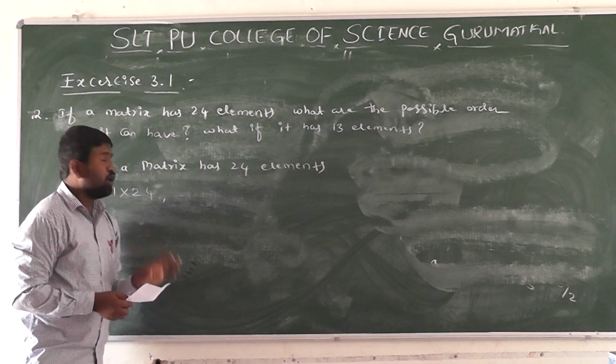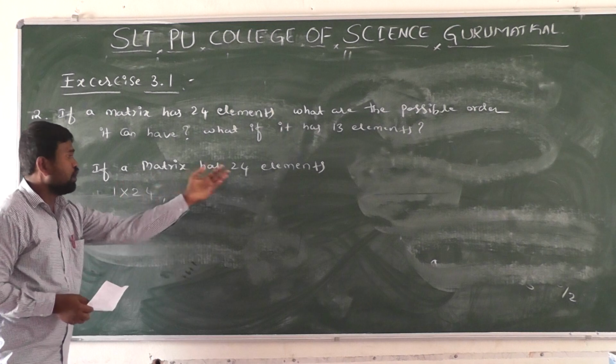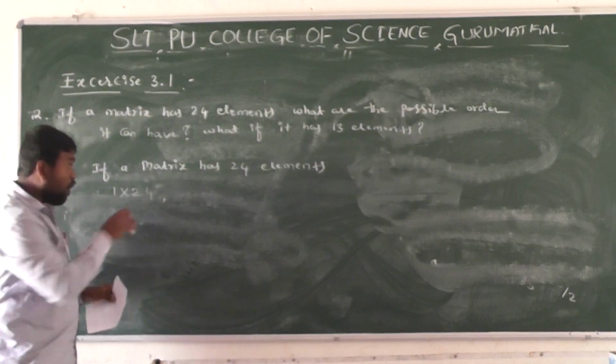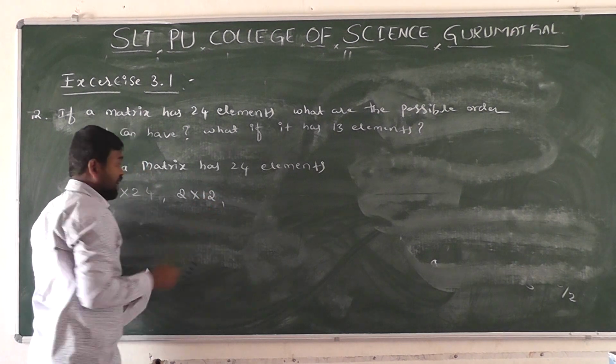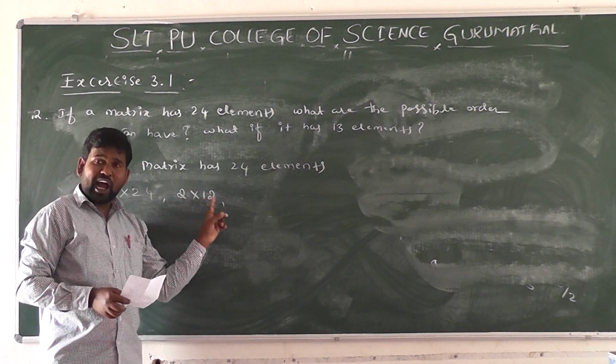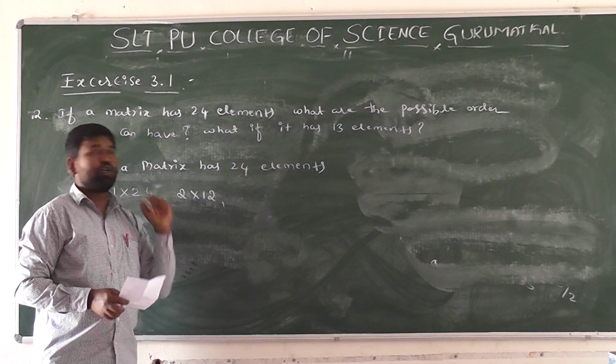Next, 24 elements, and 24 is a multiple of 2, right? 2 times how much is 24? 2 times 12 is 24, right? What does this mean? 2 rows and 12 columns we have to arrange with these 24 elements.